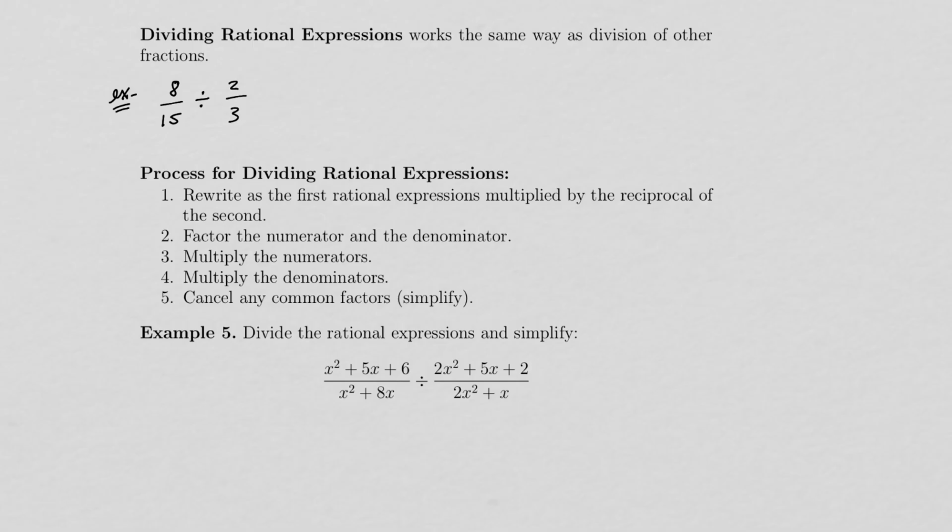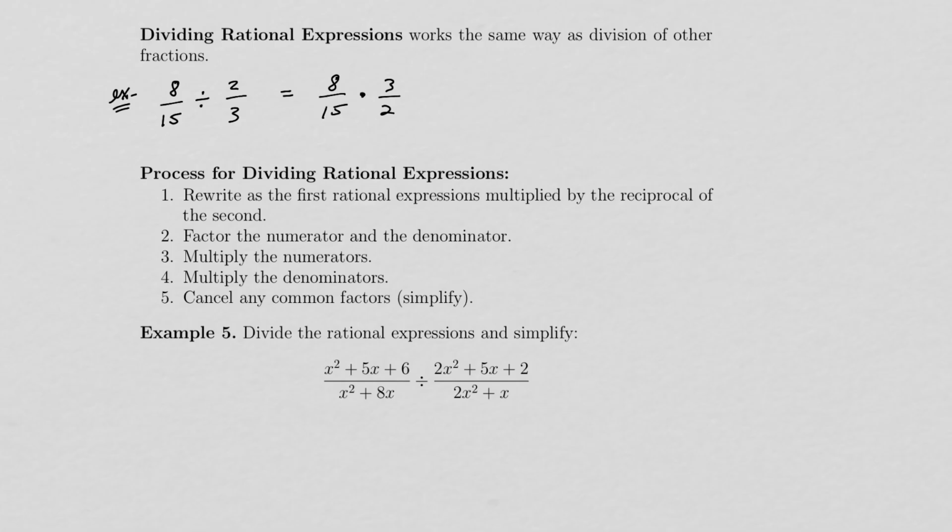Okay, so what we do is we write the division as a multiplication, right? So remember how this works. The first fraction will stay the same. So that still is 8/15. And then instead of dividing, I multiply. But what do I multiply by? I multiply by the reciprocal of the second fraction. So in this case, I'm going to multiply by 3/2, right? So 8/15 divided by 2/3 is equivalent to 8/15 times 3/2. I rewrite it as a multiplication.